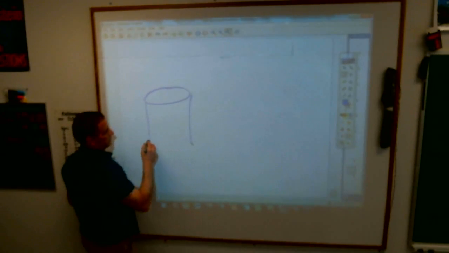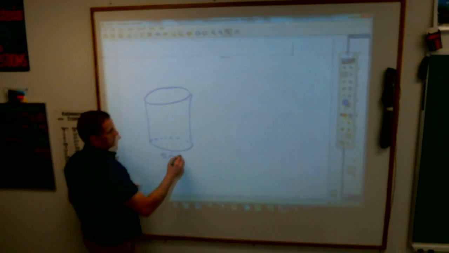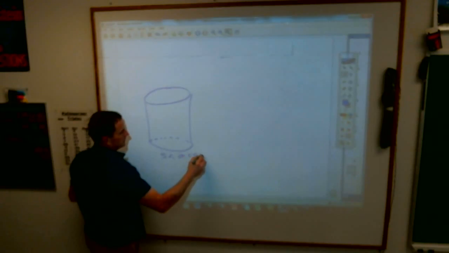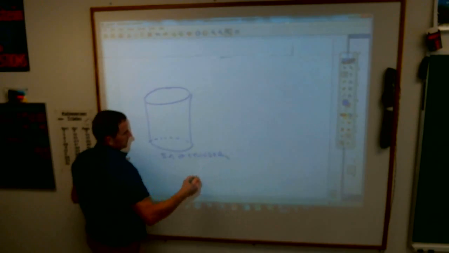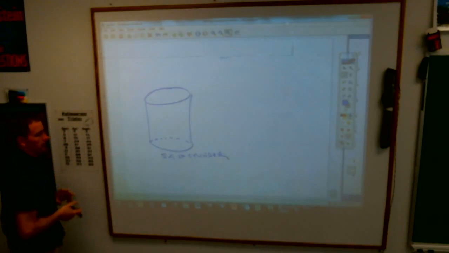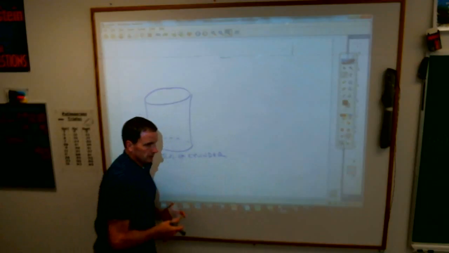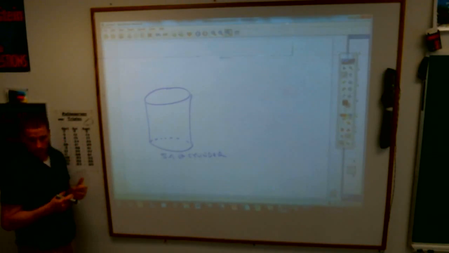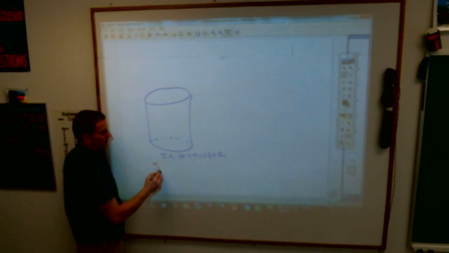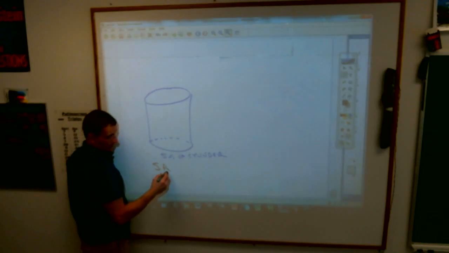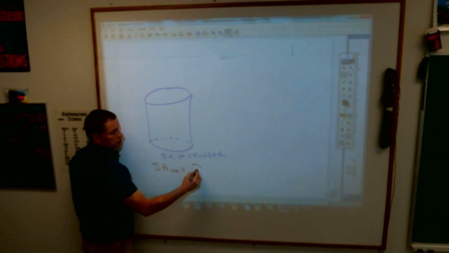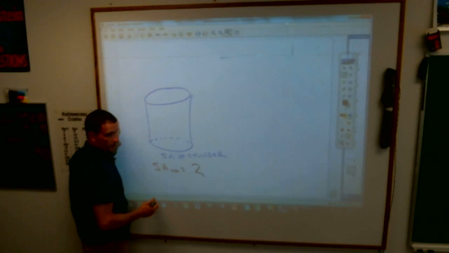Now, along those same lines, we're going to do this. Draw yourself a nice little cylinder. The surface area of a cylinder has its own little formula here. And you're going to want to write this down. Surface area of a cylinder. By the way, what shape is the base of a cylinder? Circle, right? So, how many circles do you have? How many circles are in a cylinder? 2 of them, right?